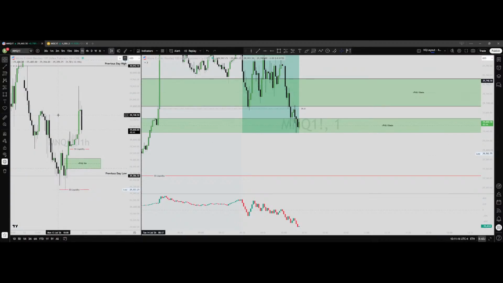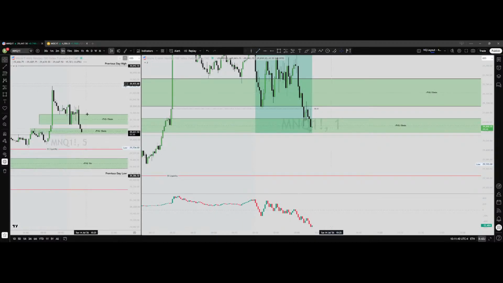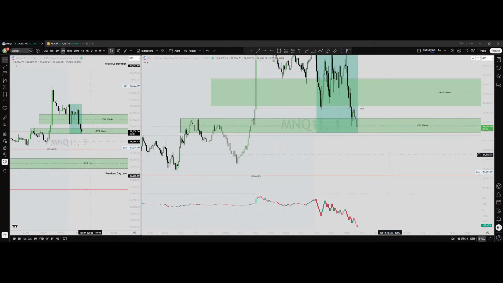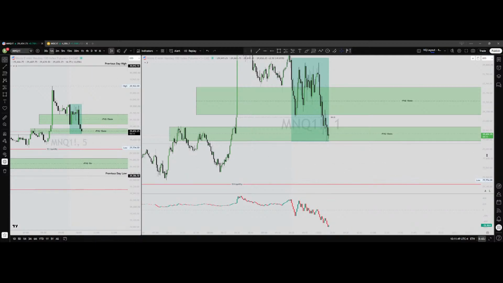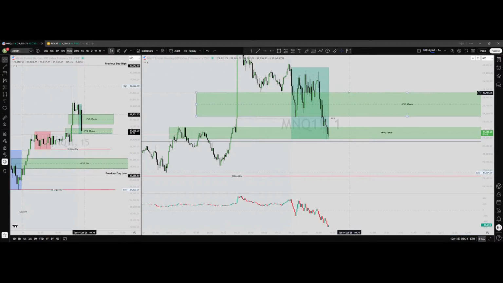I guess we were waiting for this 4-hour candle to close above this, which it did not. That is pretty odd. I'm still gonna mark this level. Let's see if this acts as something. So this 15-minute fair value gap has been inversed now. So I'm gonna take this out.